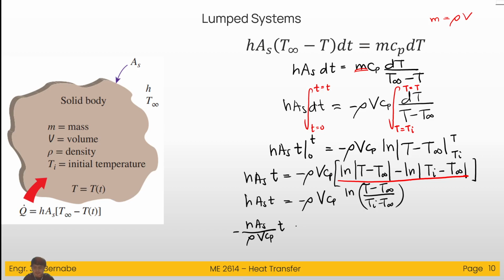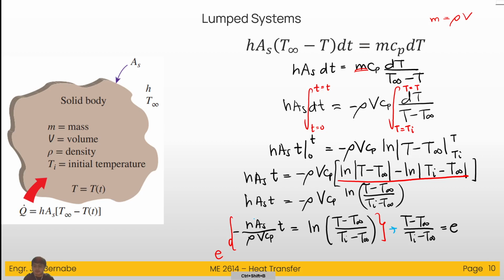Actually, I'll factor out the t here, and then equals the natural log of (t minus t infinity) over (ti minus t infinity). If we use the exponential function on both sides, this will become (t minus t infinity) over (ti minus t infinity) equals e. To make things more compact, we can say that this is just b. So negative b times t. So this is where it starts.